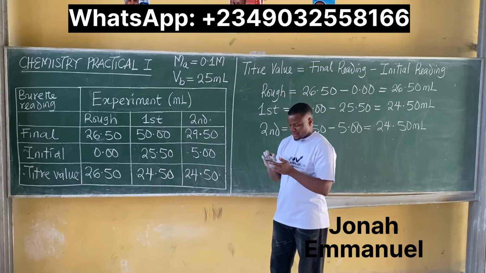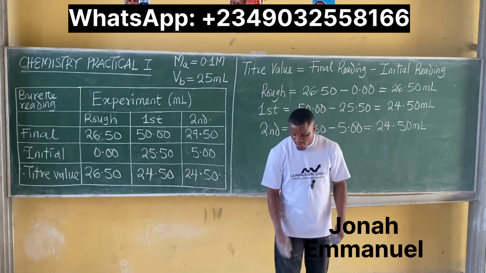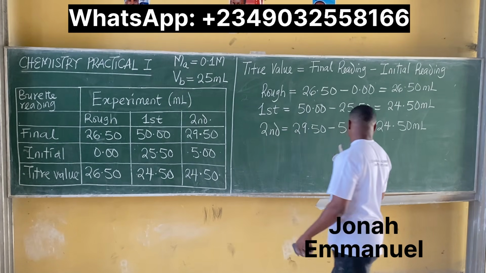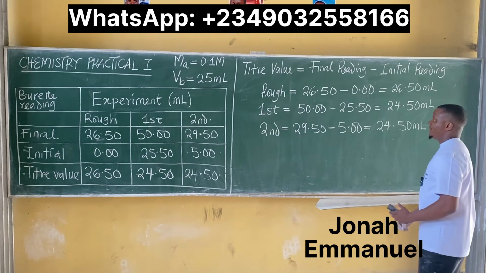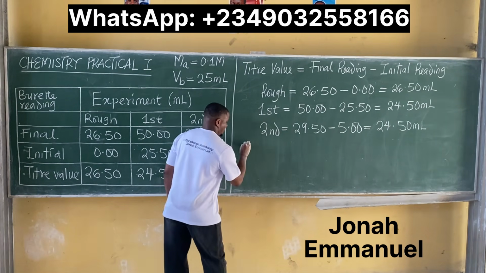We've done that. The second question says calculate the molarity of the base. Let's get the molarity of the base. Now, before we do that, there's something you need to find. After this, usually they'll ask you to find the mean titer.